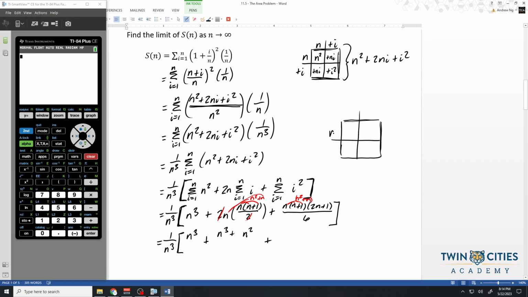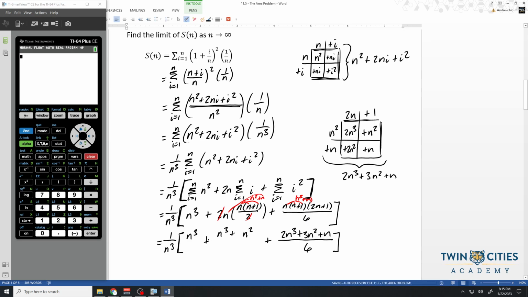I'll have n squared plus n times this 2n plus 1. So 2n to the third power, plus n squared, plus 2n squared over here, and then plus an n. So all together, 2n to the third power plus 3 of these n squareds plus an n. 2n to the third power plus 3n squared plus n over 6.